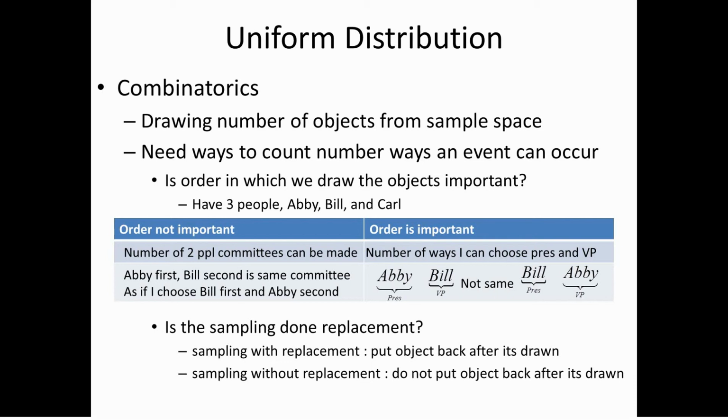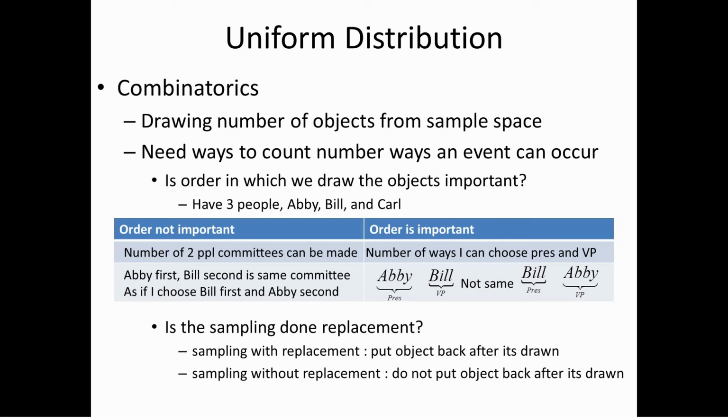However, sometimes order is important. So if I look instead at the number of ways I can choose a president and a vice president, okay, I'm filling 2 different positions. So there it matters whether Abby is chosen to be president and Bill vice president or vice versa. They're not the same thing. Okay? So when we're looking at arrangements of things, or we're looking at filling positions that are not the same, order is going to be important.